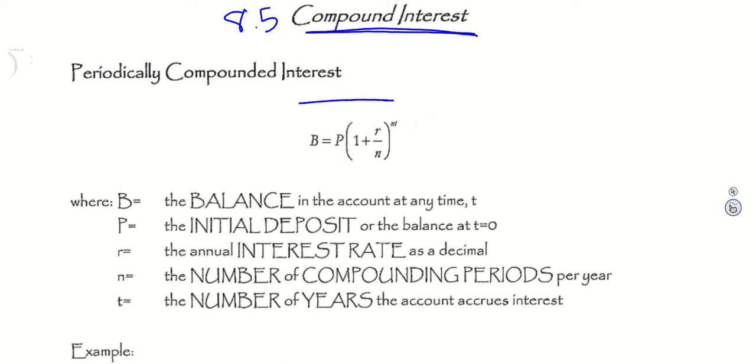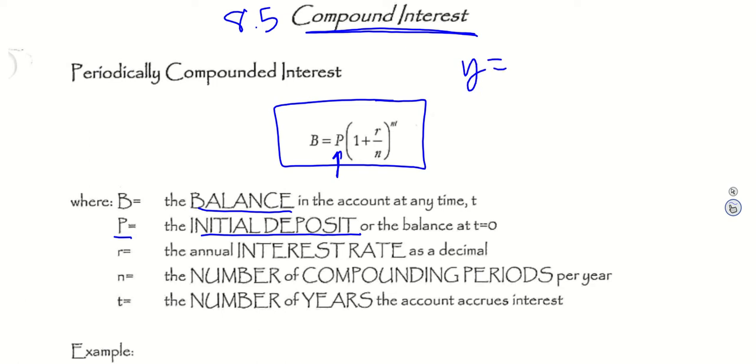So the formula we're going to use is this formula here, where the B stands for the balance, which is the amount of money that's in the account at any particular time. P, which could be for principal, is our initial deposit, so that's where we would have A in our y equals a times b to the x formula.